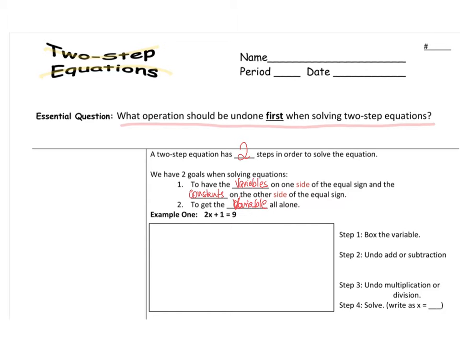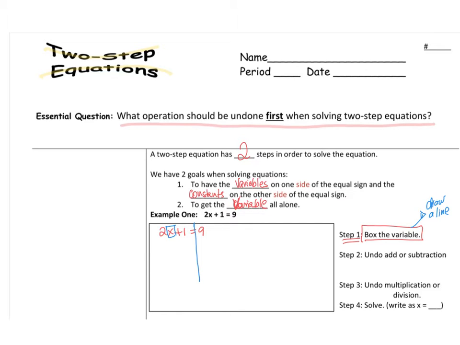So here's my question. The question that I'm looking at is 2x plus 1 equals 9. And here are the steps laid out for you. Step 1 says to go ahead and box the variable. So I'm going to draw a box around the variable right there. And I'm also going to use the same step to draw a line, just to keep the two sides of my equal sign in check.